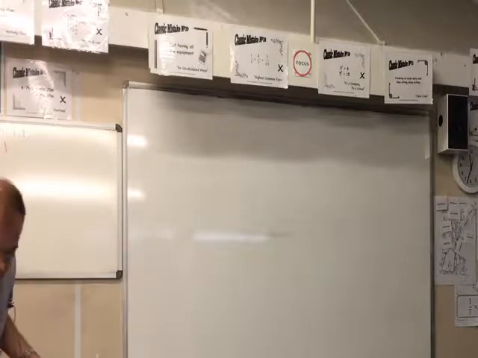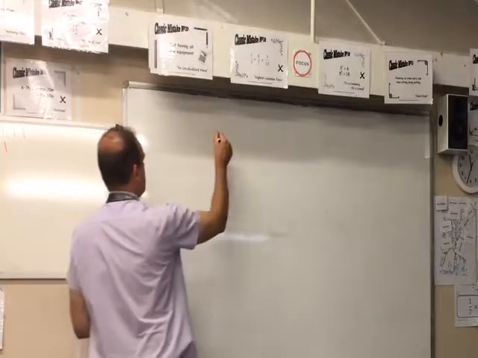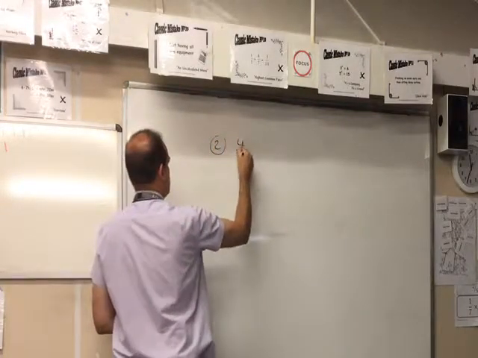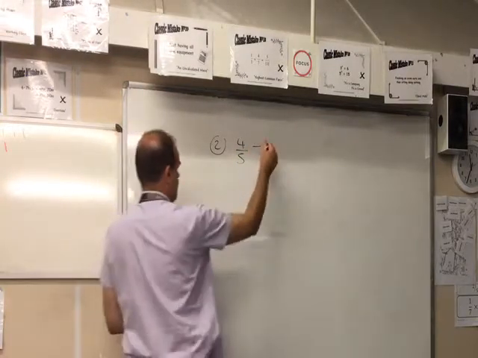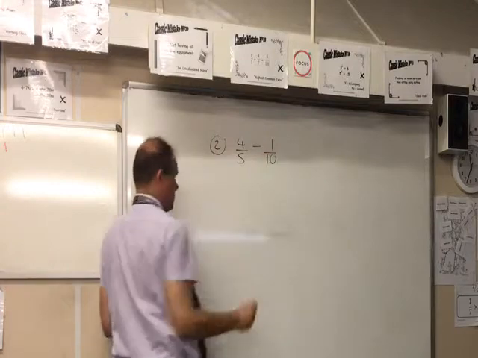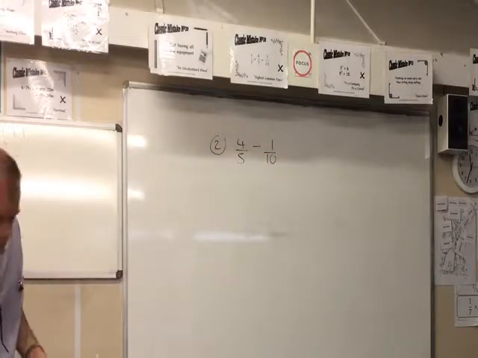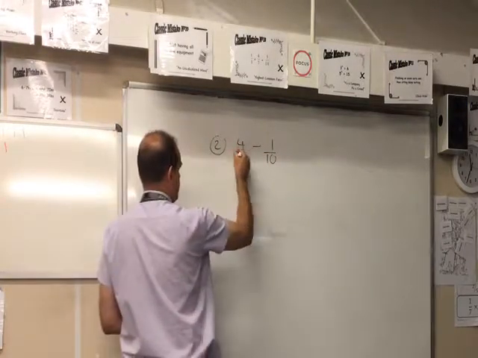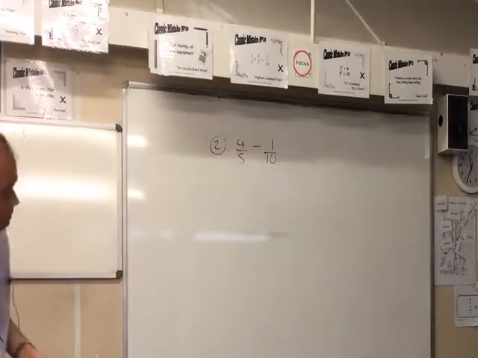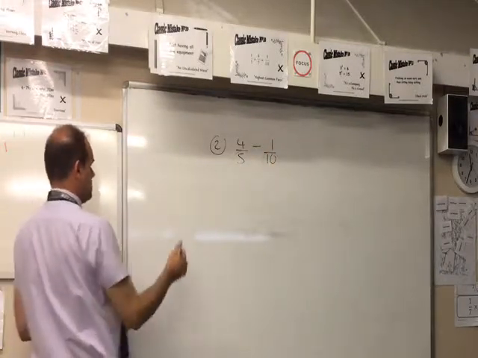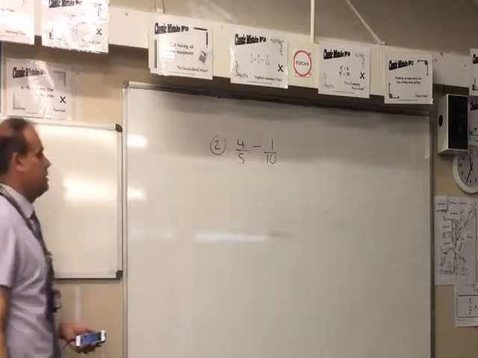Okay, I've now got another question here, which is number 2. I'm going to subtract, so it's 4 fifths minus 1 tenth. Again, when you add or subtract fractions, you need to match the numbers at the bottom. Make them into equivalent fractions, but make sure they're like fractions, like meaning they've got the same denominator at the bottom. Same principle again.